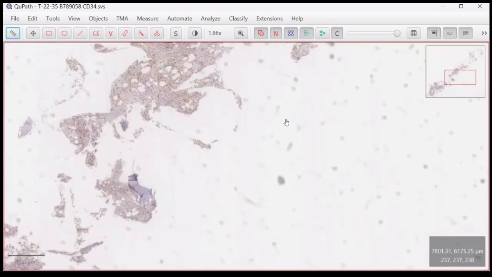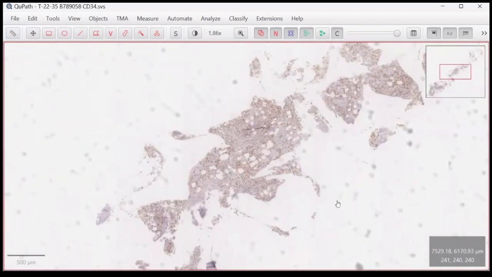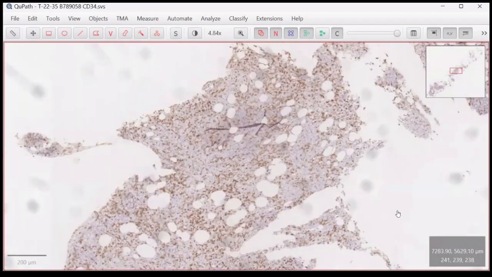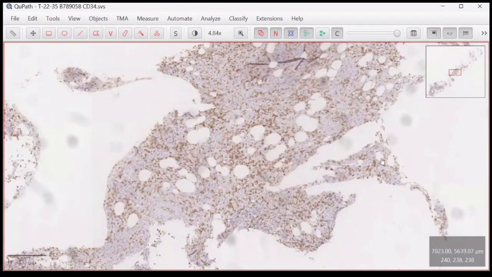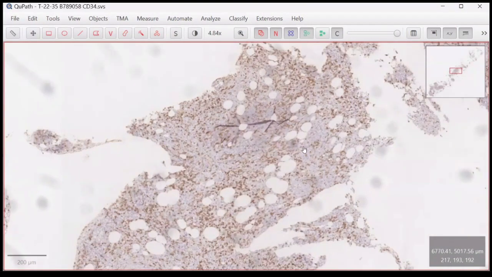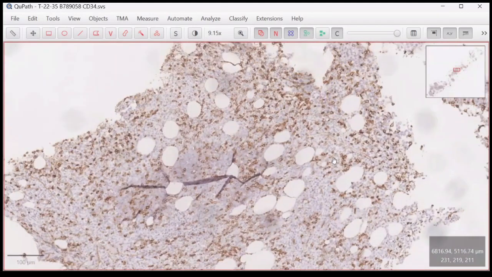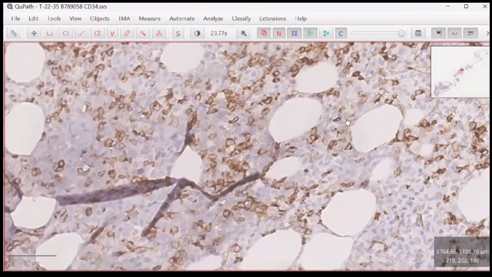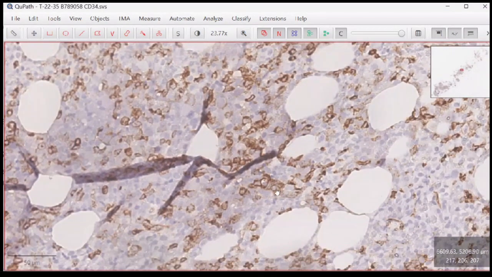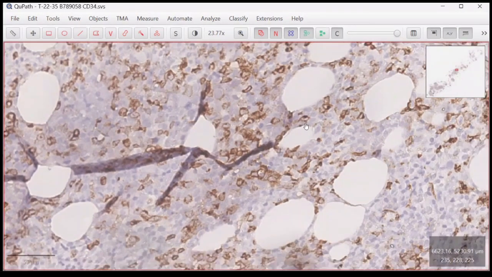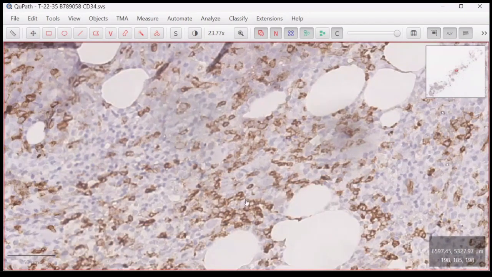Okay, this is CD34. Under low power, this already tells you that the patient is in the acute phase, because you have quite plentiful CD34. On higher magnification, many of these CD34 cells are in small clusters. This one is a 5-cell cluster, this a 3-cell cluster. They are not sprinkled individual cells, but frequent cluster formation.